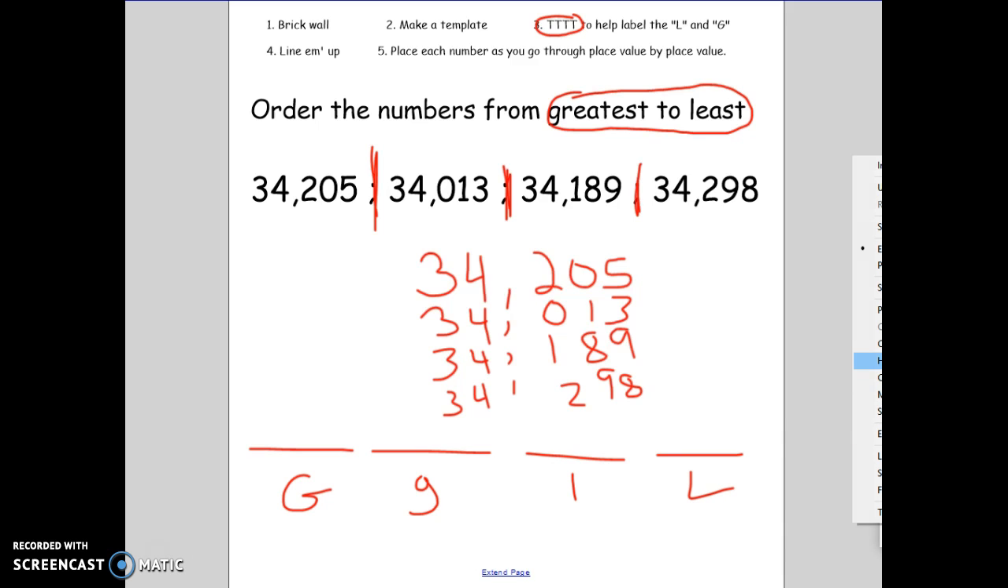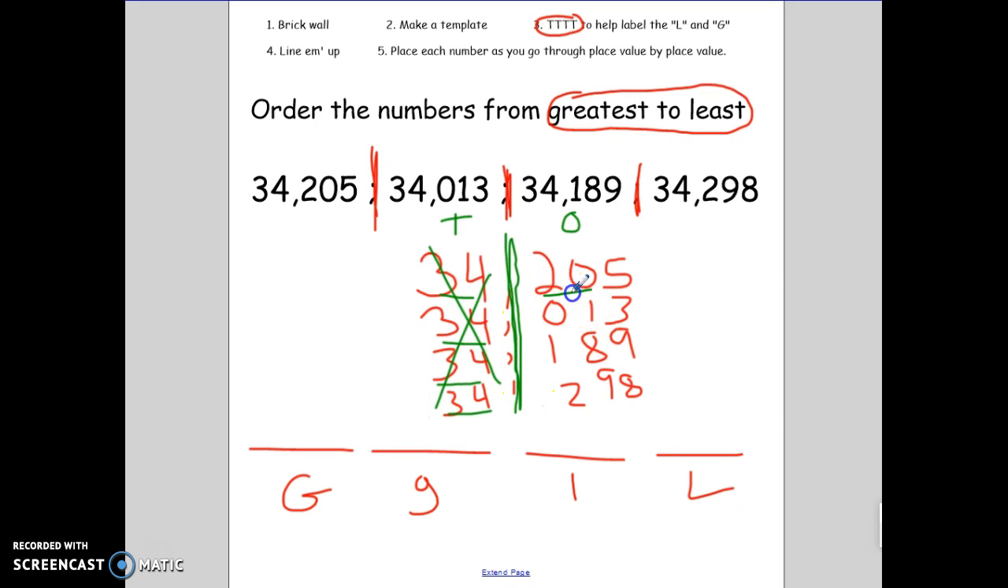Again, the best thing that I can recommend that you do at this point is to say, okay, here's where my thousands period separates from my ones period. So you can even label them ones and thousands. So I'm going to go to my thousands period first. I have 34, 34, 34, 34. 4-way tie. This thousands period doesn't help me at all.